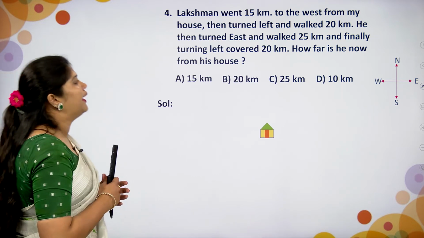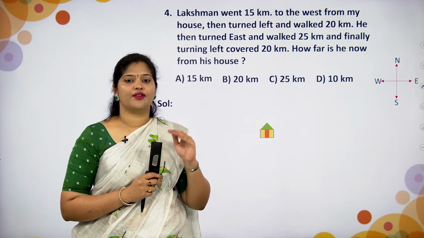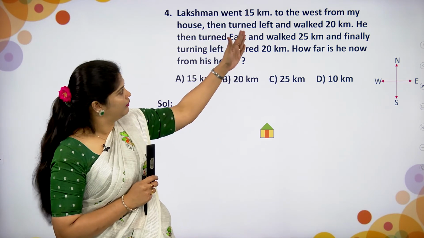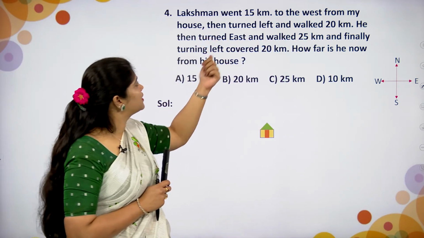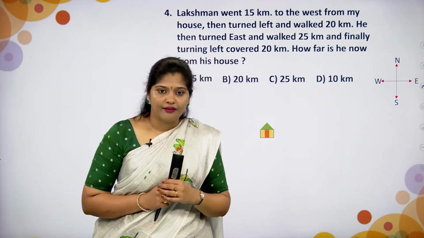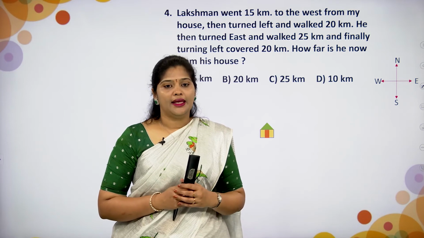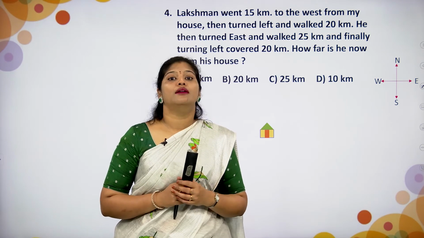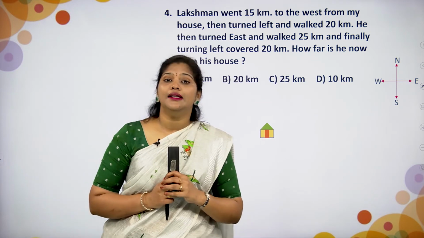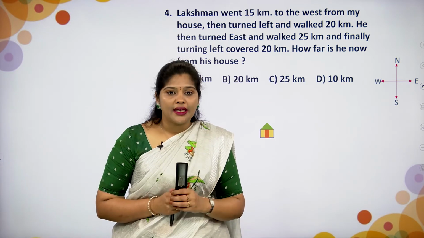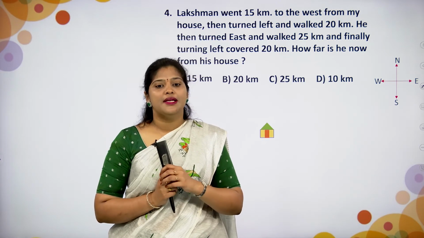Lakshman went 15 kilometers to the west from my house, then turned left and walked 20 kilometers. He then turned east and walked 25 kilometers and finally turned left, covered 20 kilometers. How far is he now from his house?